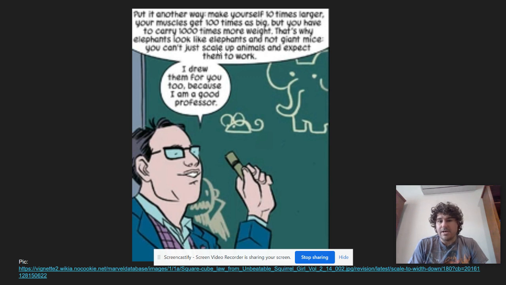That's why elephants look like elephants and not giant mice. You can't just scale up animals and expect them to work. So you can't do what they do in the movie, which is take an ant and make it the size of a horse, because that ant's body is not going to cope with that.